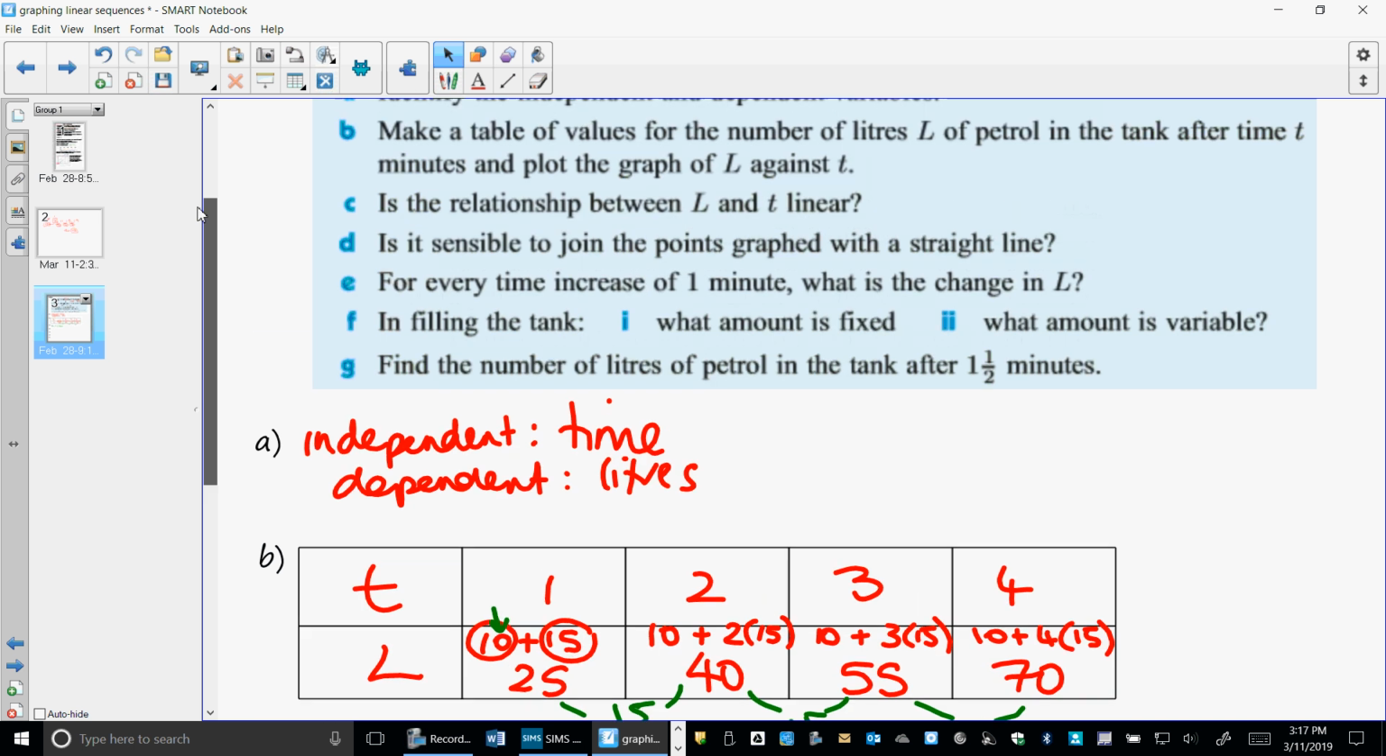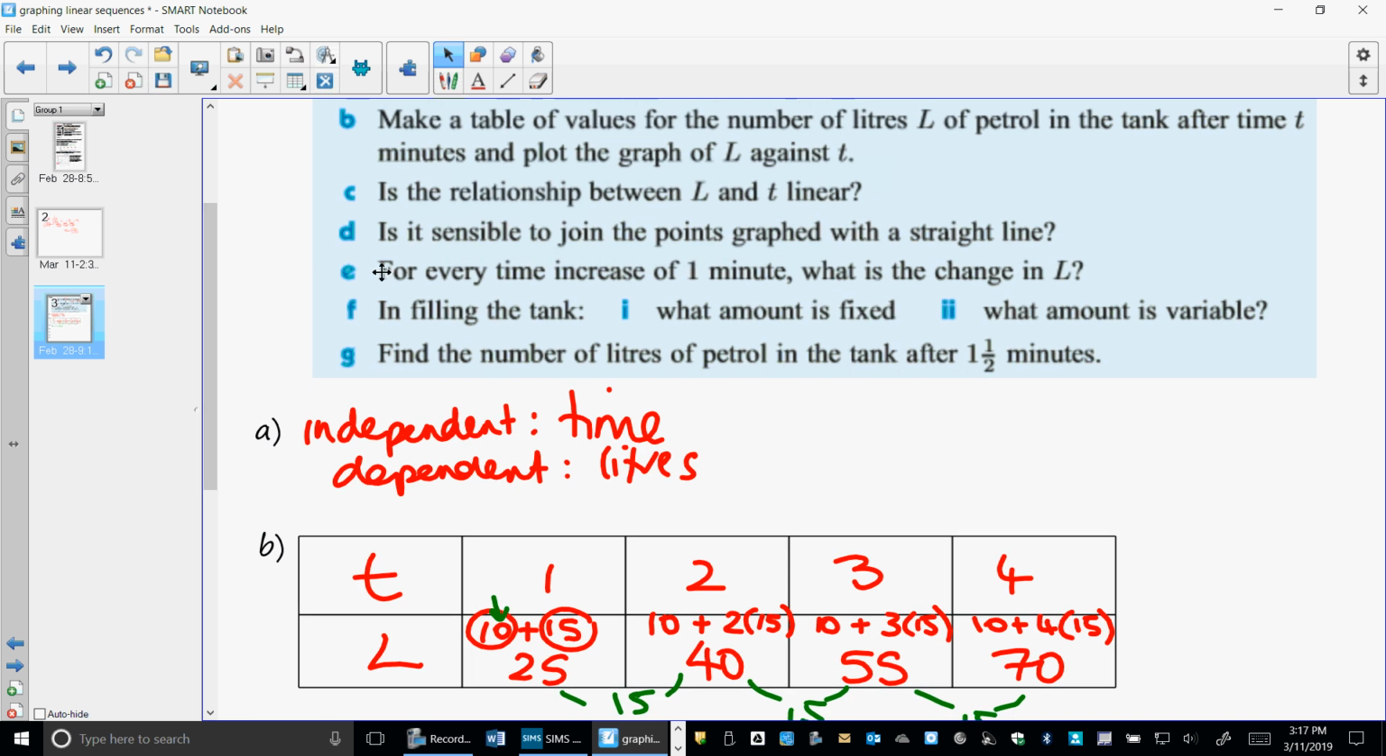So then it says, is it sensible to join the points? So yes, it is. Why? Because you may want to know how many litres there are in between 2 and 3 minutes. Before, when we talked about term numbers, it was just term number 2 or term number 3. But we might actually want to know how many litres are in there at 2.5 minutes. So it was sensible to do that this time.